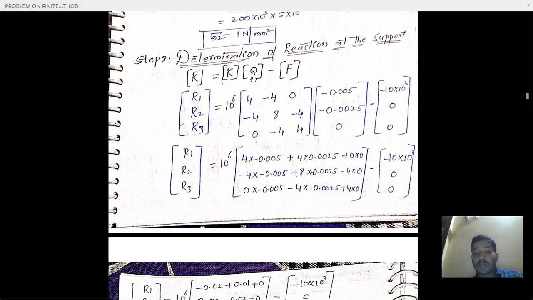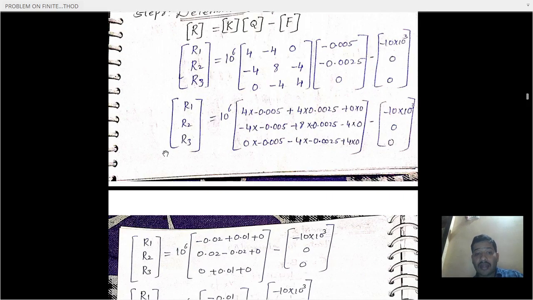And the nodal displacement we can represent here as minus 0.005, this is Q1, this is the value of Q2, minus 0.025, and the Q3 value, we know very well, is 0, minus the nodal force vector. F1 value is minus 10 into 10 power of 3, F2 value is 0, F3 value is 0, and then R1, R2, R3 equal to 10 power of 6. Just multiply these terms.